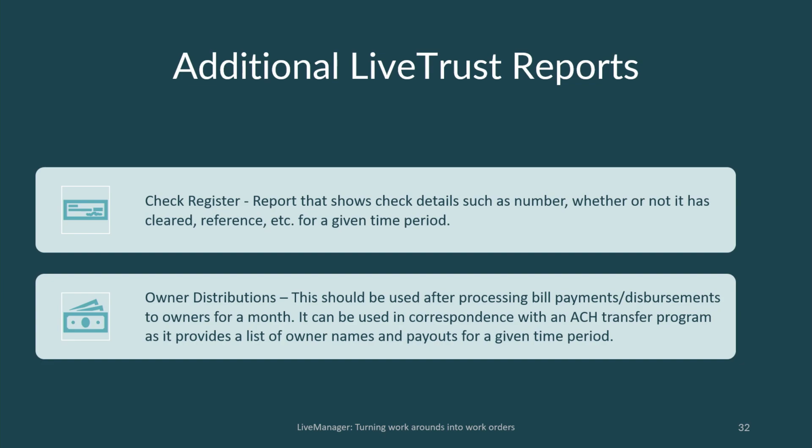There are 2 additional LiveTrust reports. If you are an individual who utilizes checks, we have the check register. This is at the bottom of the LiveTrust system. This report shows check details such as the number, whether or not it has cleared, any reference information for a given period of time. You also have your owner distributions. This should be used after processing bill payments or disbursements to owners for a month. It can be used in correspondence with your ACH transfer program, as it does provide a list of owner names and payouts for a given time period.